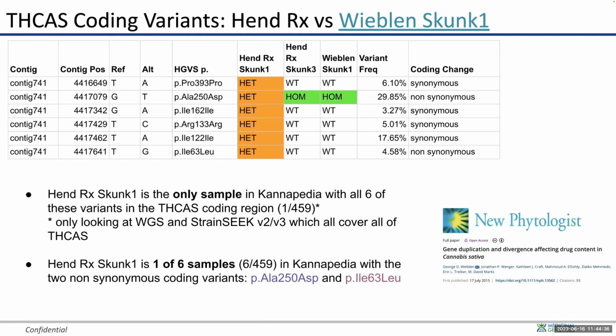Yeah, it is a very common variant in our database. And again, we're only looking at this one gene that we had available to look at. So it's quite possible that there are several differences throughout the rest of the genome that we don't have access to look at, because we don't have the whole genome sequencing of the Weeblen Skunk 1. It's just a tiny little slice of the genome that we do have at our disposal to look at.